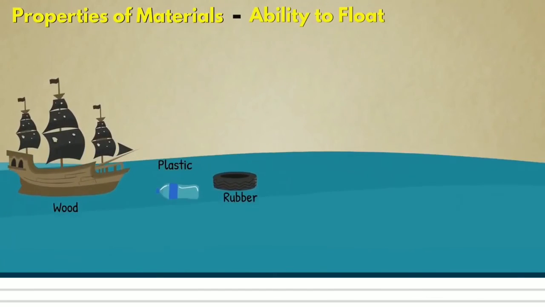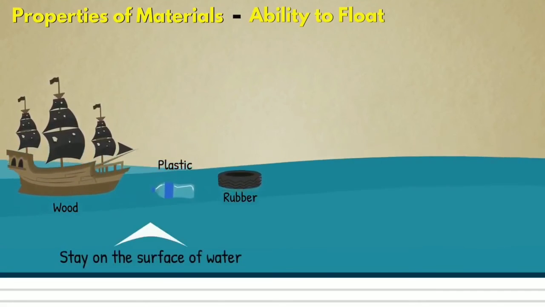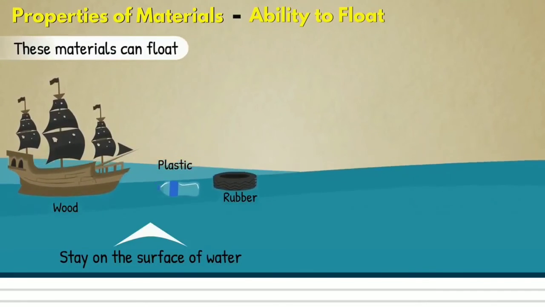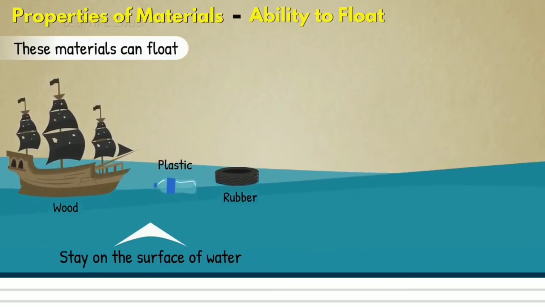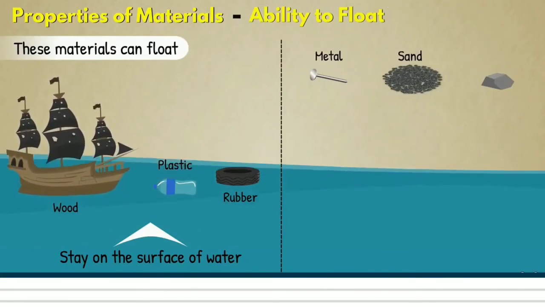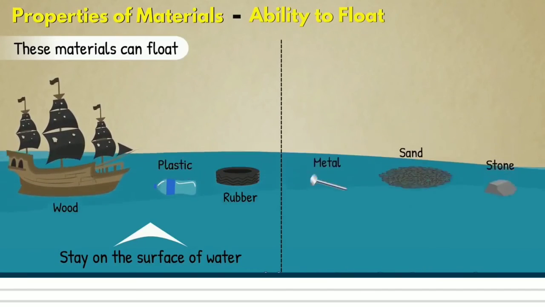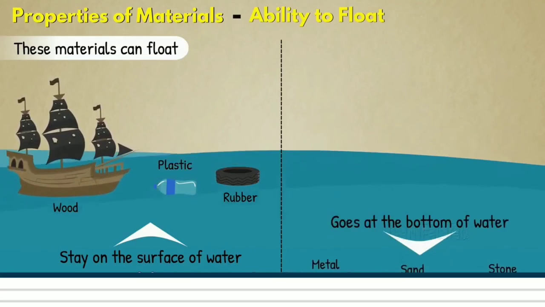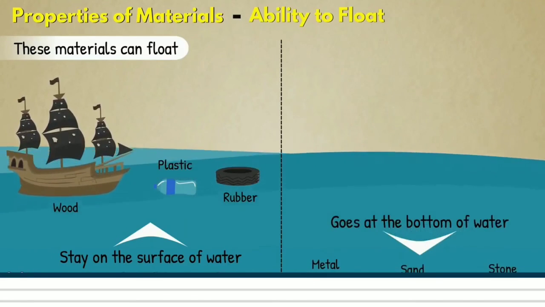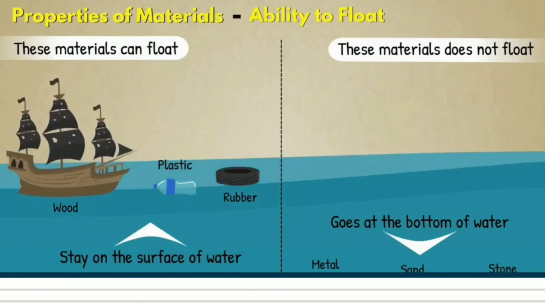Next is flotation in water. Some substances float on water while others sink right to the bottom. Objects which are heavier than water sink, whereas objects which are lighter than water will float on water. As you can see here, wood, plastic, rubber, these will stay on the surface of water. But metal, sand, stone, they will go at the bottom of the water.